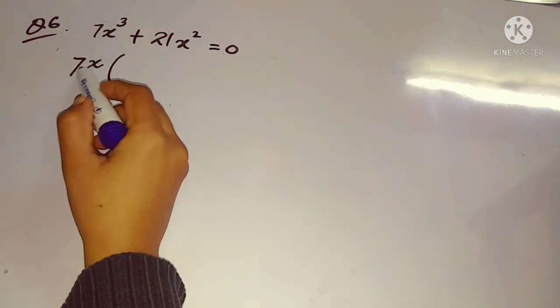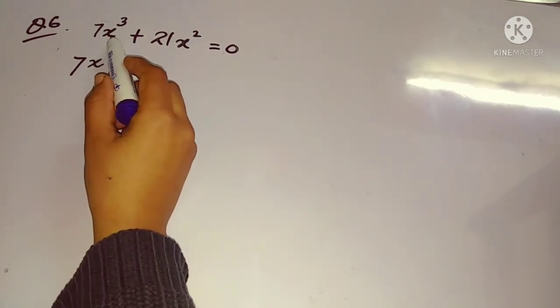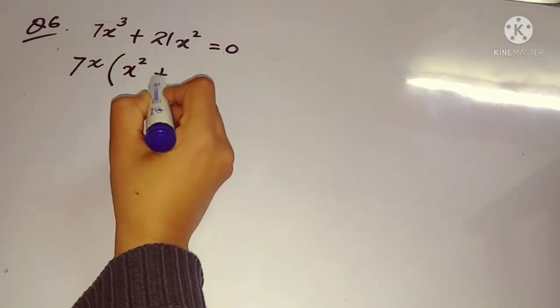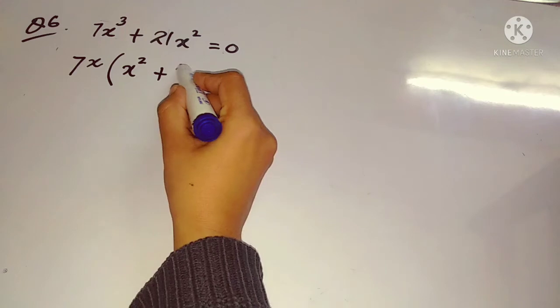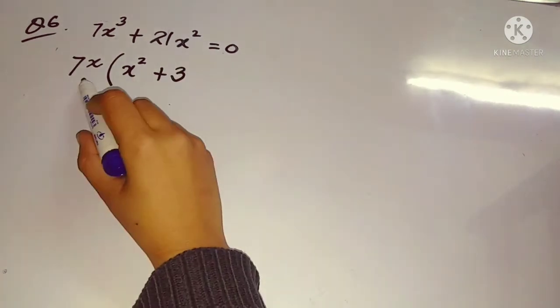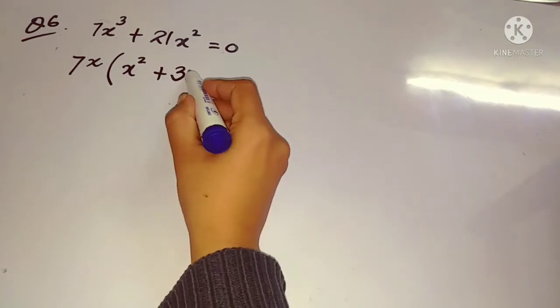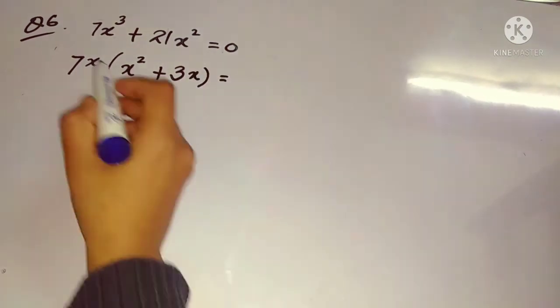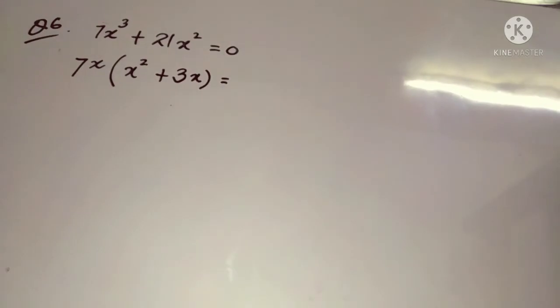Now what's left here? You have taken 7x common, so it means that 1x you have taken common, x squared is left here. Plus, which times 7 is 21? It's 3 times 7, 3 sevens are 21. And you have taken 1x common and this is x squared now, so 1x is left. So we write down like this.